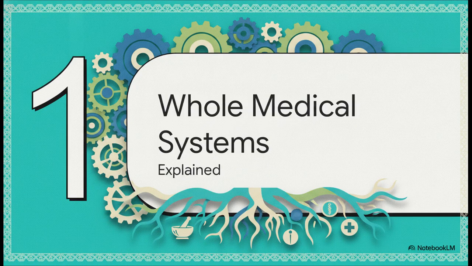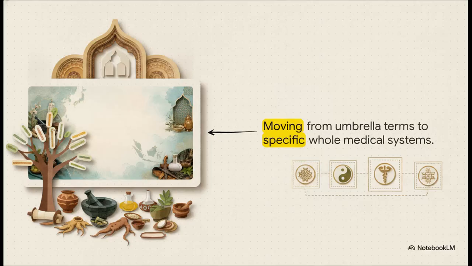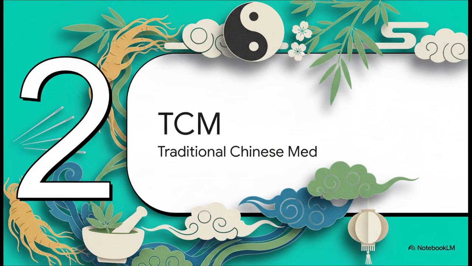Let's kick things off with Section 1, Whole Medical Systems Explained. We really need to transition away from throwing around broad umbrella terms like alternative medicine. It's just too vague. Instead, we have to recognize that each specific named system has its own totally unique logic and safety boundaries. By zooming in on these codified systems, we can actually evaluate the evidence and the regulations for each unique practice.